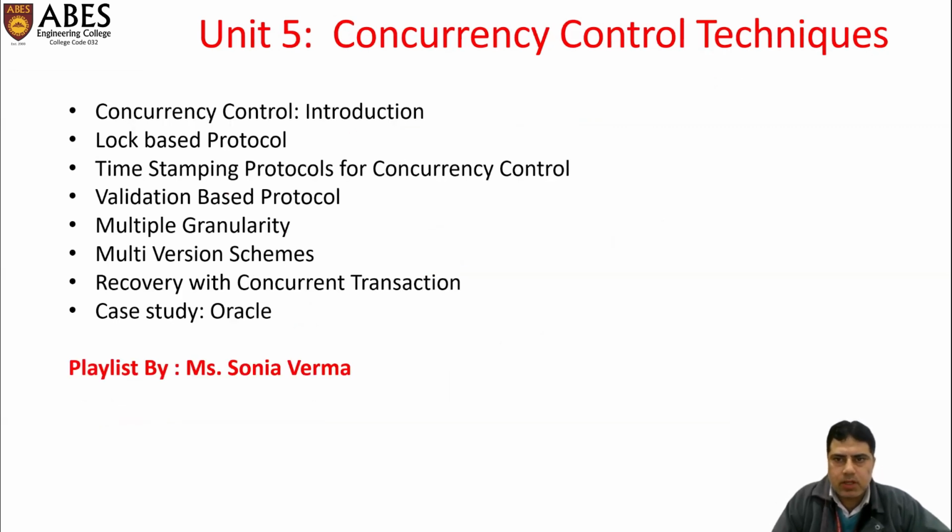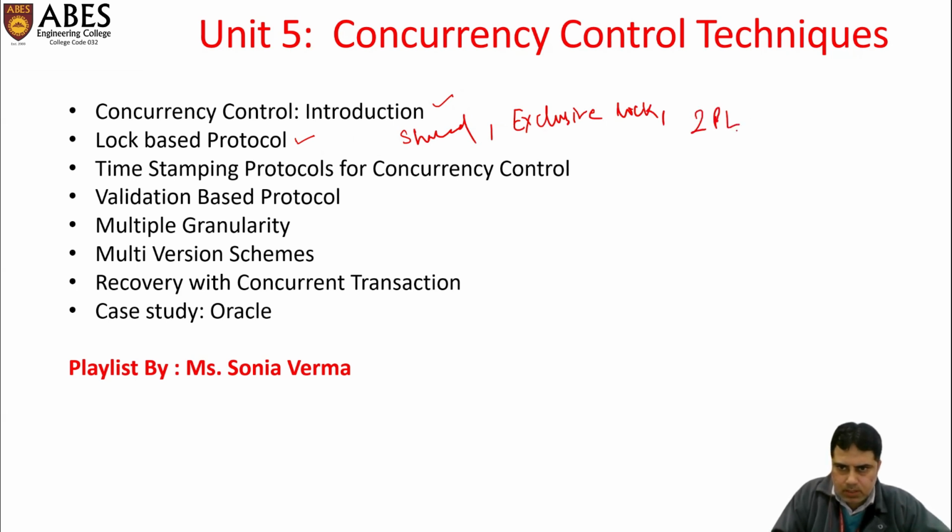In unit number 5, concurrency control techniques, we will cover the basics, what is concurrency, how to control the concurrency using protocols. Then we will understand the concept of lock-based protocol, in which we will understand the concept of shared lock, exclusive lock. Then we will understand the 2PL protocol, two-phase locking protocol, then timestamp protocol for concurrency control, validation based protocol.